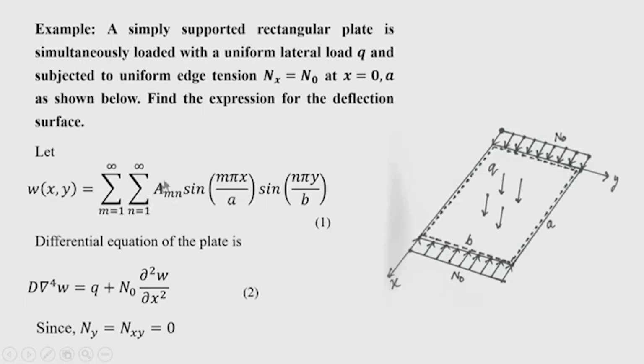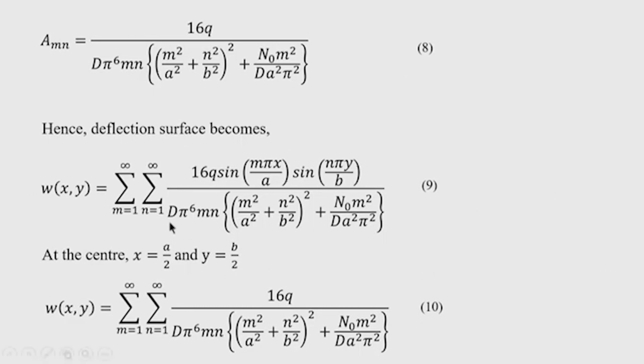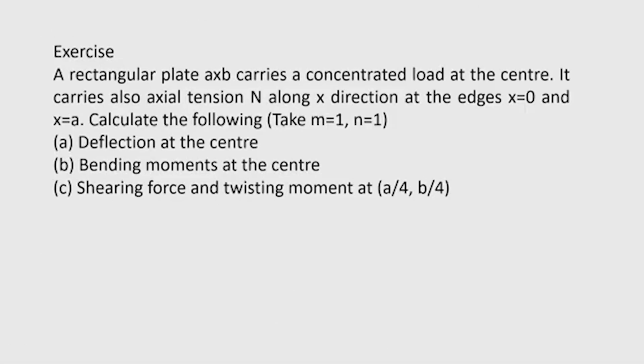So, the deflected shape we have taken is this, and a_mn is known after finding this series solution, and then the complete deflection surface is written like that. Okay. So, the maximum deflection occurs at the center, and therefore, by substituting x equal to a by 2 and y equal to b by 2, and for odd values of integers, we get the maximum deflection as this value. You can see in the presence of axial tension, the maximum deflection reduces. So, the maximum bending moment will also get reduced. Okay. So, an exercise can be solved.